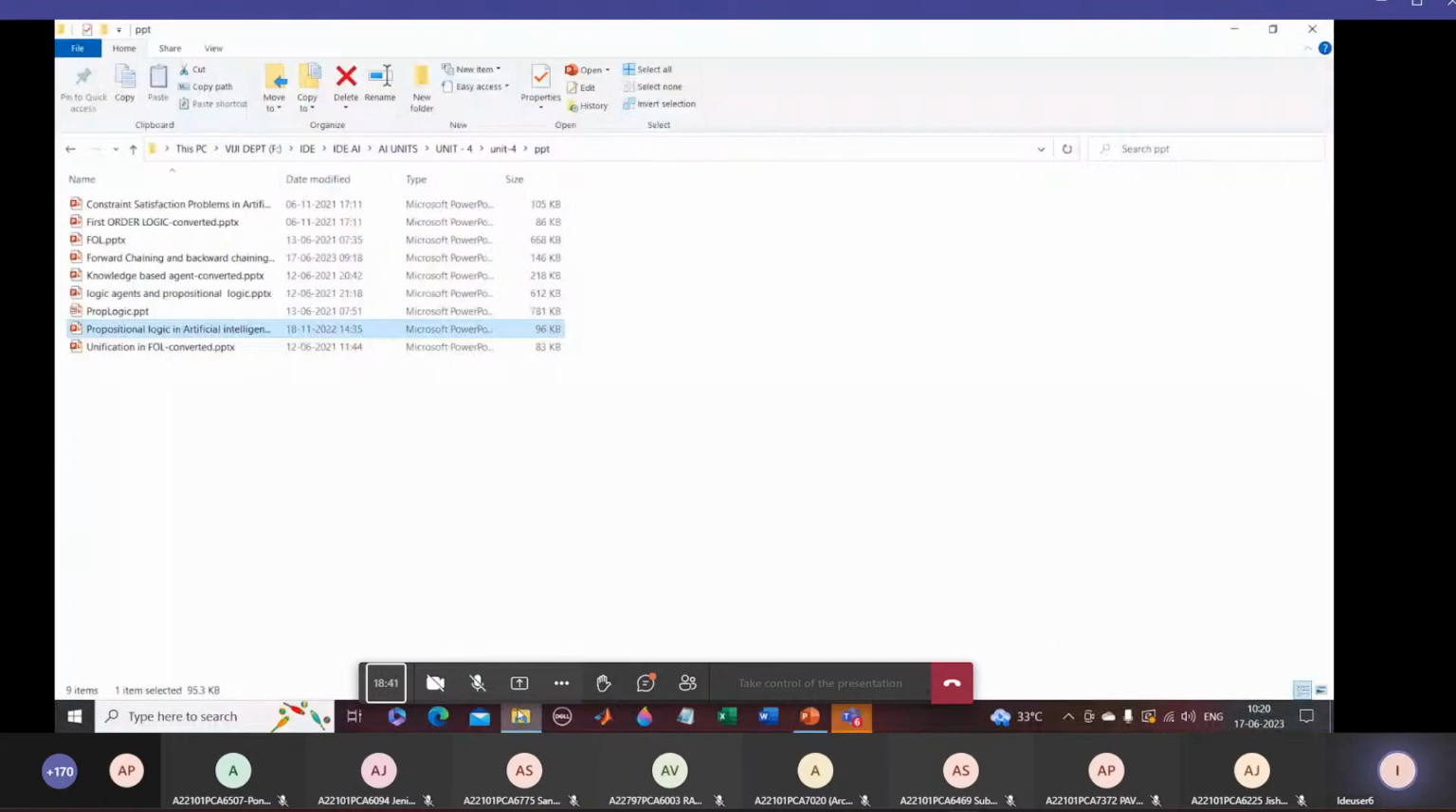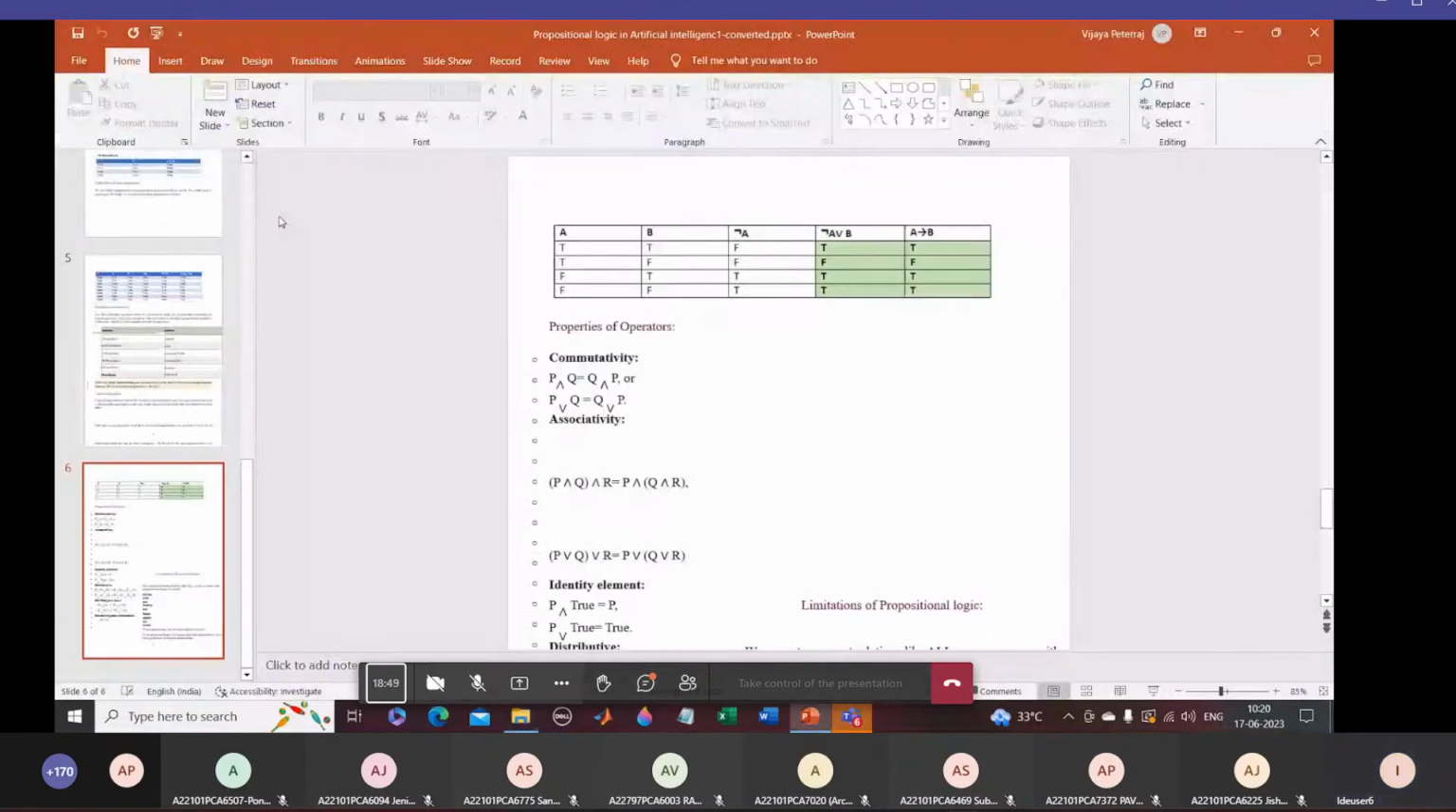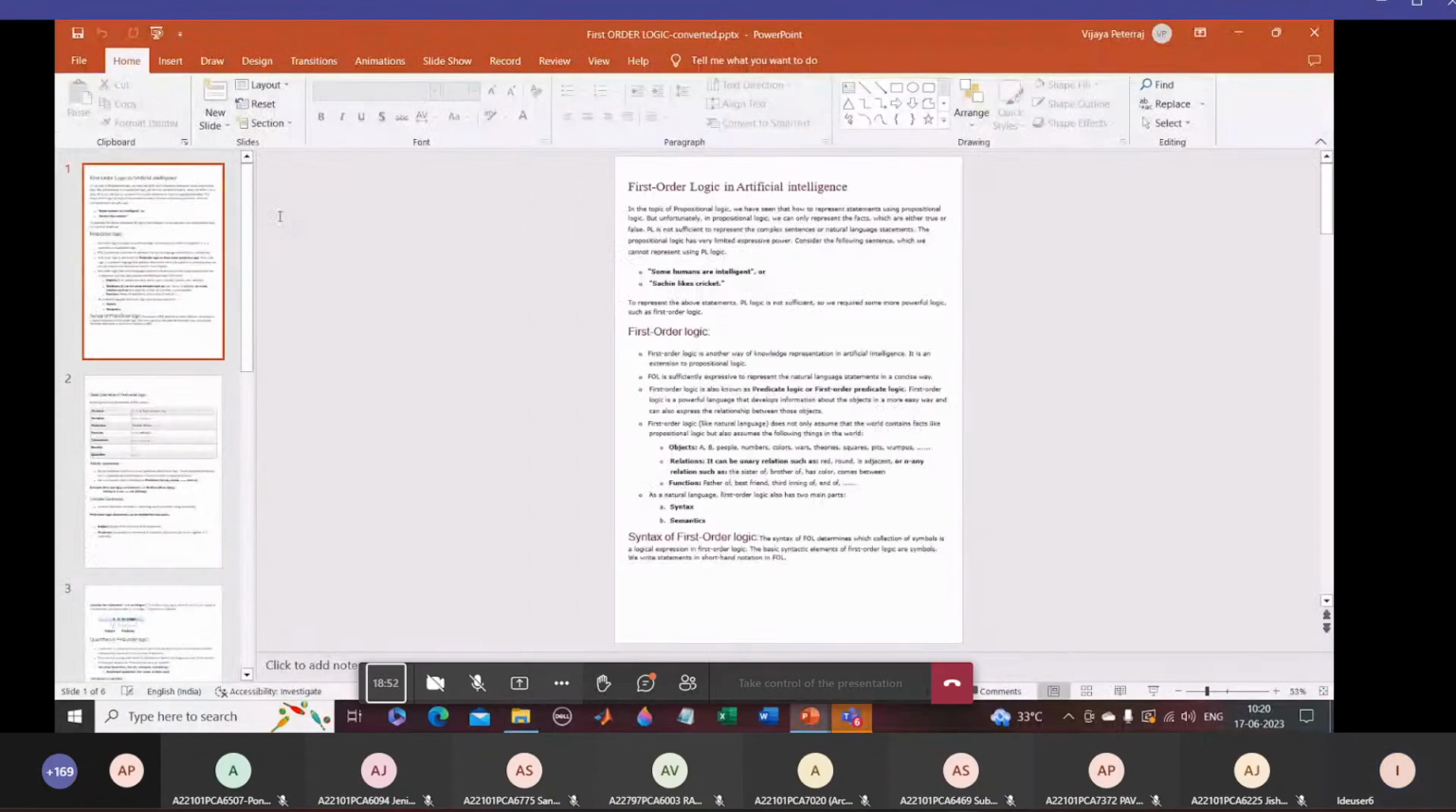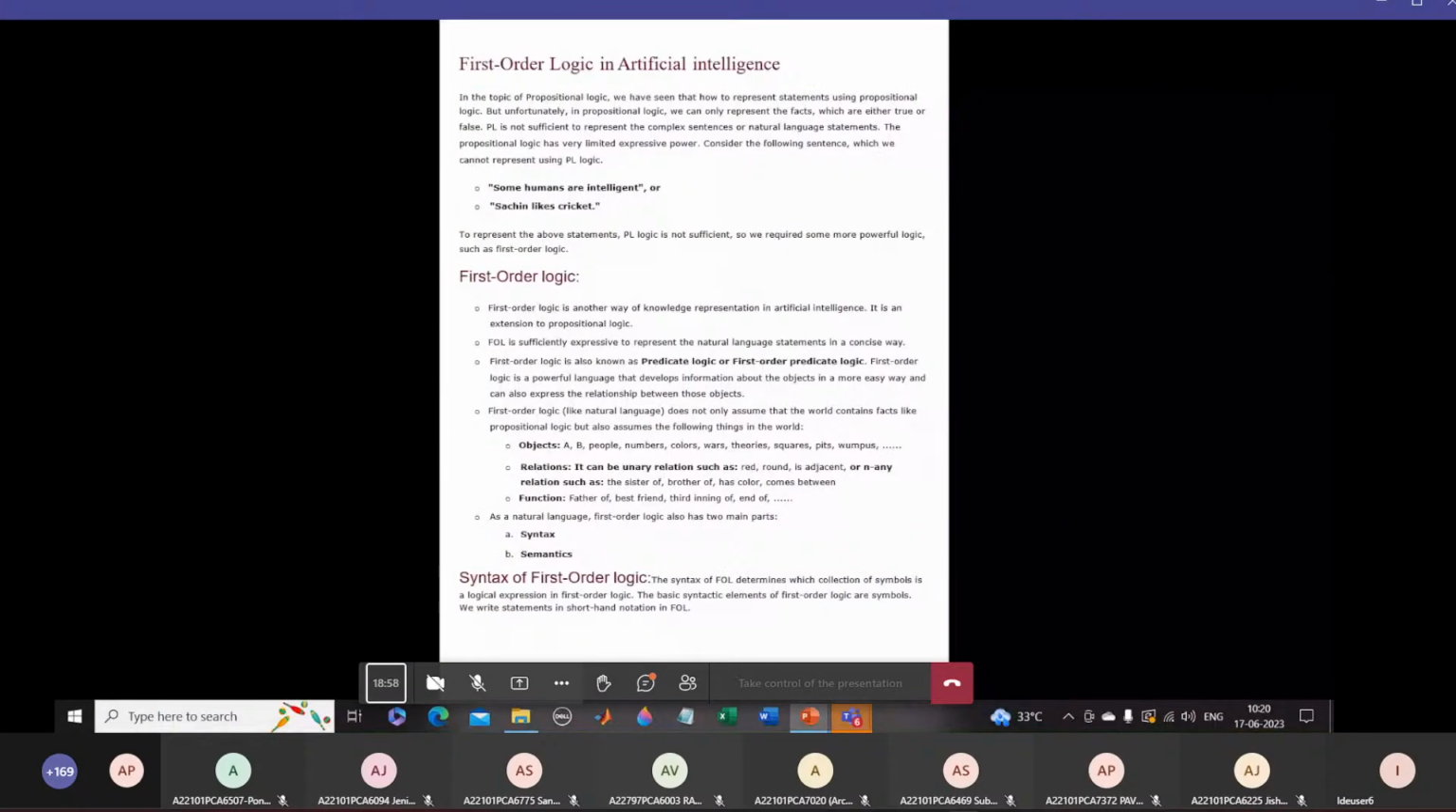The next one is first order logic. So this is your first order logic in artificial intelligence. In propositional logic, we have seen how to represent statements. But in propositional logic, we can represent only facts, either true or false. It is not sufficient to represent complex sentences or natural language statements.